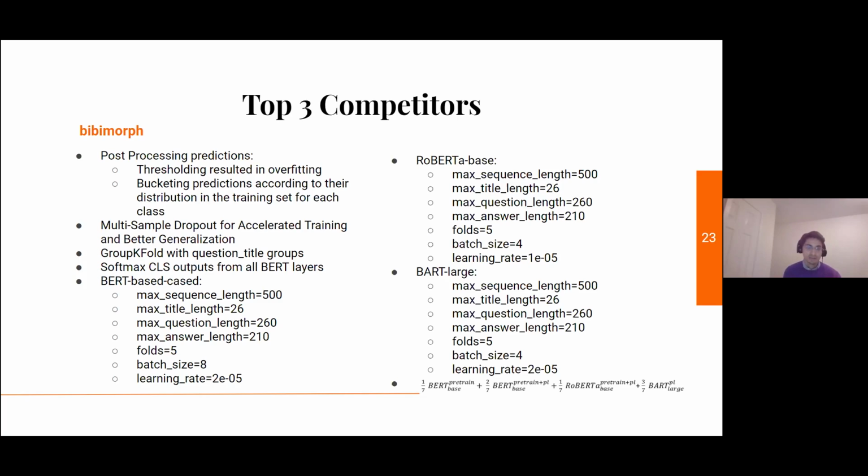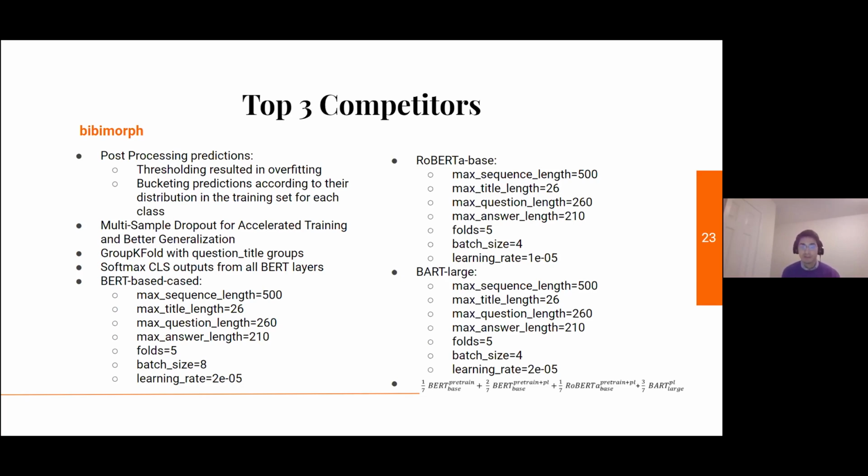And the two other things that they utilized, as I mentioned earlier, was multi-sample dropout. Dropout generally removes neurons in the previous layer and allows the model to generalize. But multi-sample dropout allows you to drop out different neurons across different samples, and that effectively simulates duplicating the batch, or the number of samples being trained on within the model, and that will give the model a better chance to generalize. And then they used group K-fold specific to the question title groups.